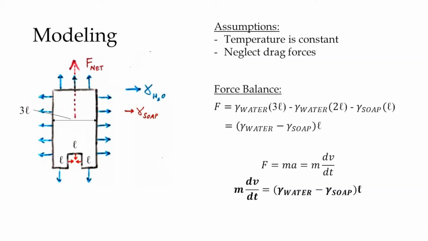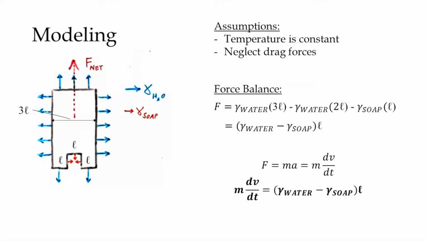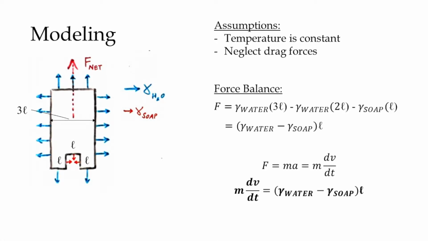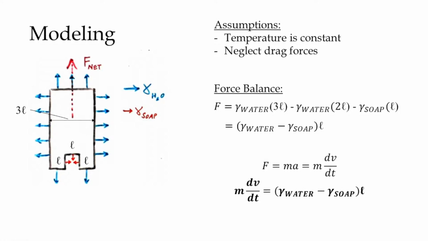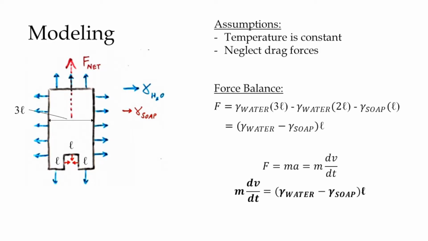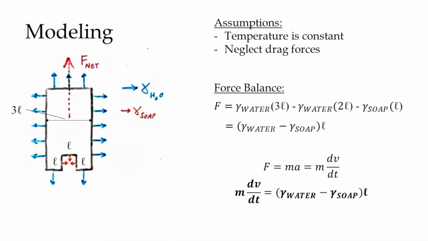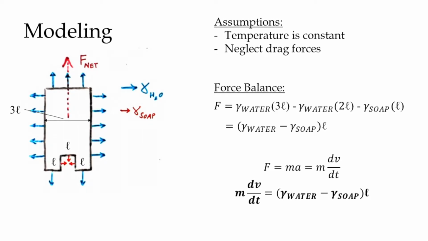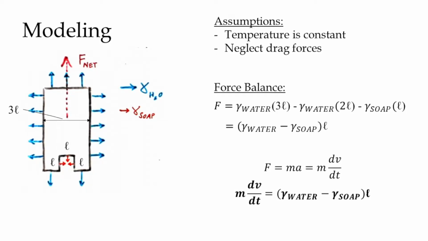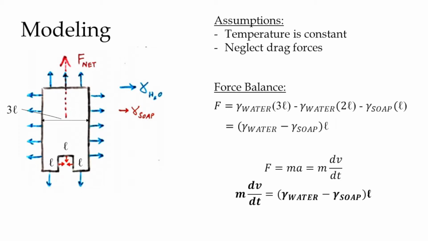Using the videos I just showed, some modeling can be done to calculate surface tension. To keep things simple, we will be neglecting drag forces and assuming temperature is constant. The diagram on the left shows the soap boat with surface tension forces applied by the water in blue and the soap in orange. We can see that the forces in the horizontal direction cancel out based on symmetry. However, there is a net force in the vertical direction.